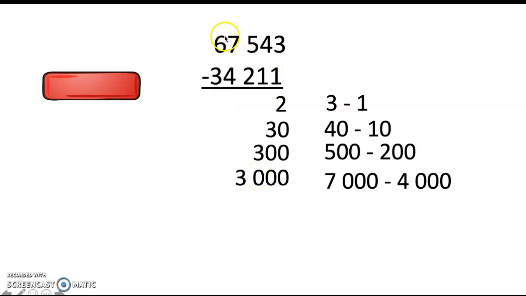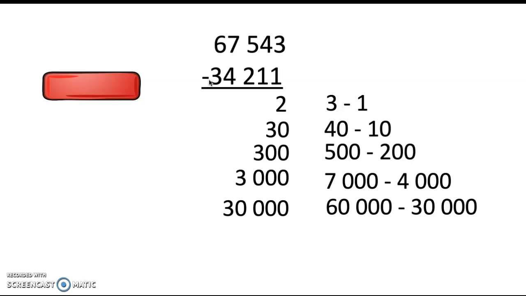And then the last 10,000 place right there, we have 60,000 minus 30,000, which is 30,000. A lot of threes there. So then we're going to add these together in order to get our final answer. And then the zeros make it easy, so we only have one number in each column, and we have the answer of 33,332.